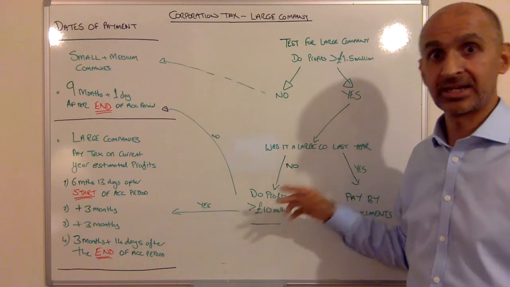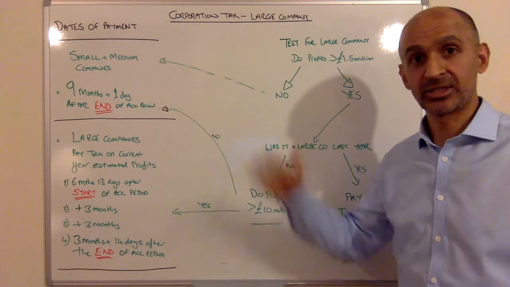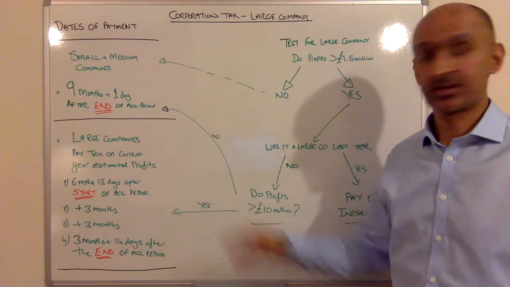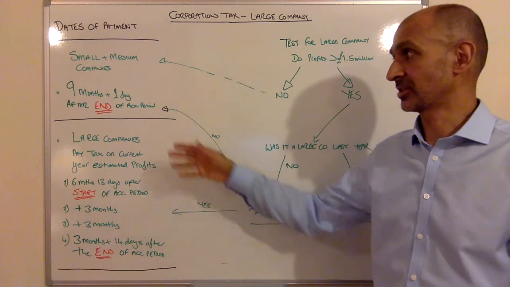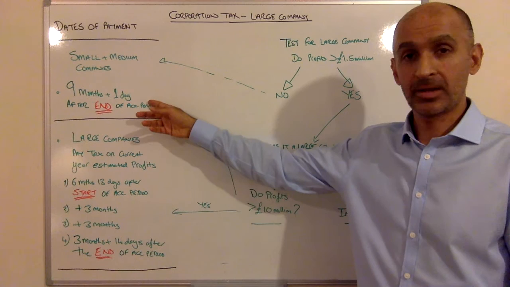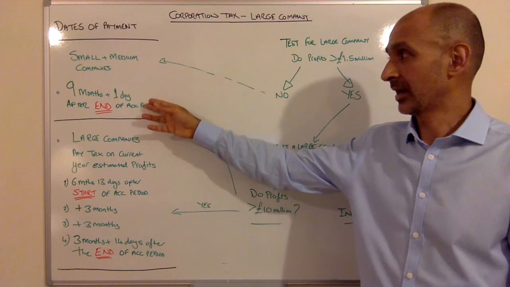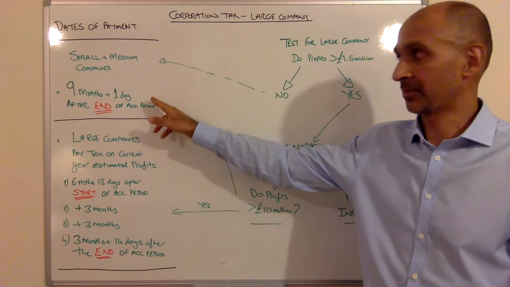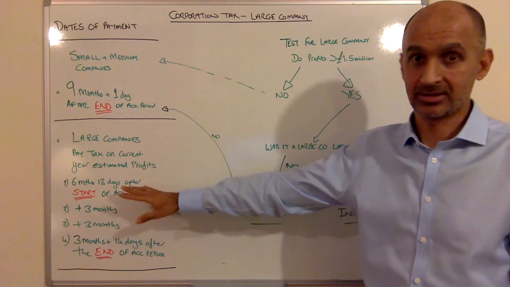We're just saying that in its first year of reaching the 1.5 million, as long as it doesn't go over 10, then it doesn't have to go straight into this. It has a first year, I guess the first year it has the ability to pay it 9 months and 1 day after the end of the accounting period, and then it goes into this.